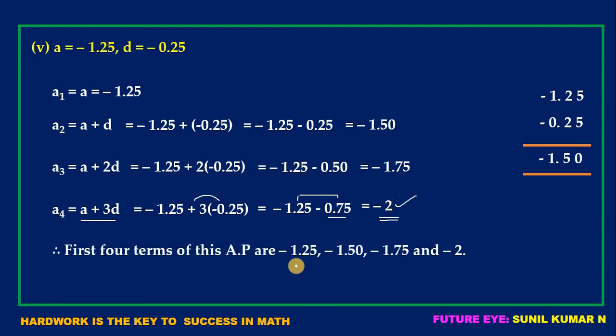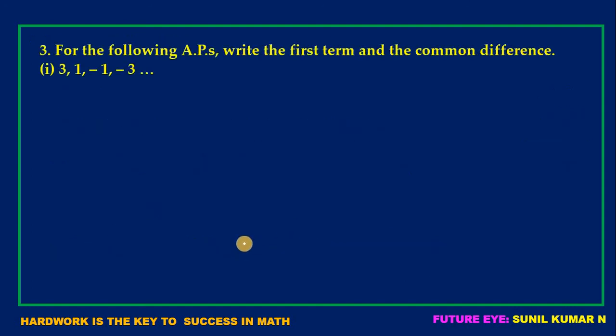Now all four terms are ready. Those are minus 1.25, minus 1.50, minus 1.75 and minus 2. Next, let us move on to another problem. For the following APs, write the first term and the common difference. The first problem is 3, 1, minus 1, minus 3, and so on.